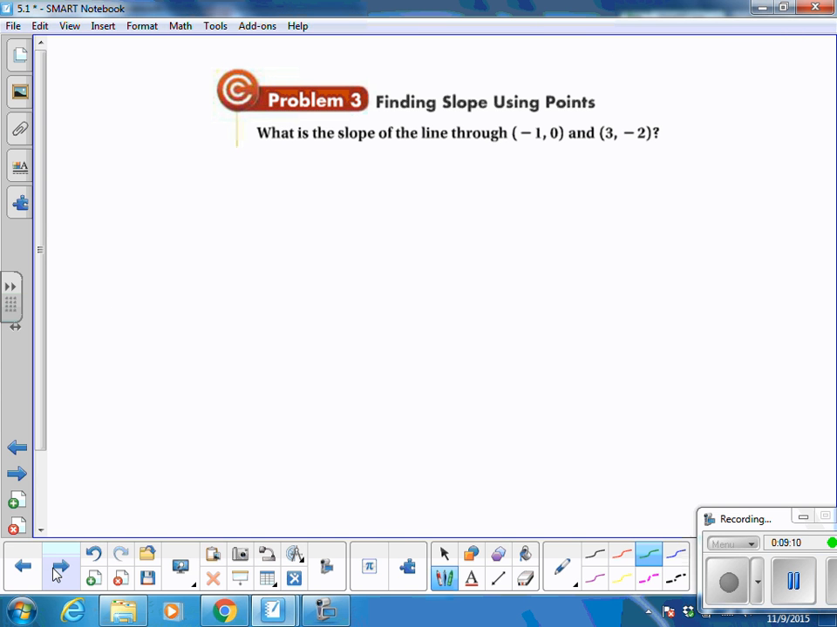Finding slope using 2 points. What is the slope of the line? So what we just talked about, we're going to practice this a little bit here. So I'm going to use my formula. I'm going to check the change in y.